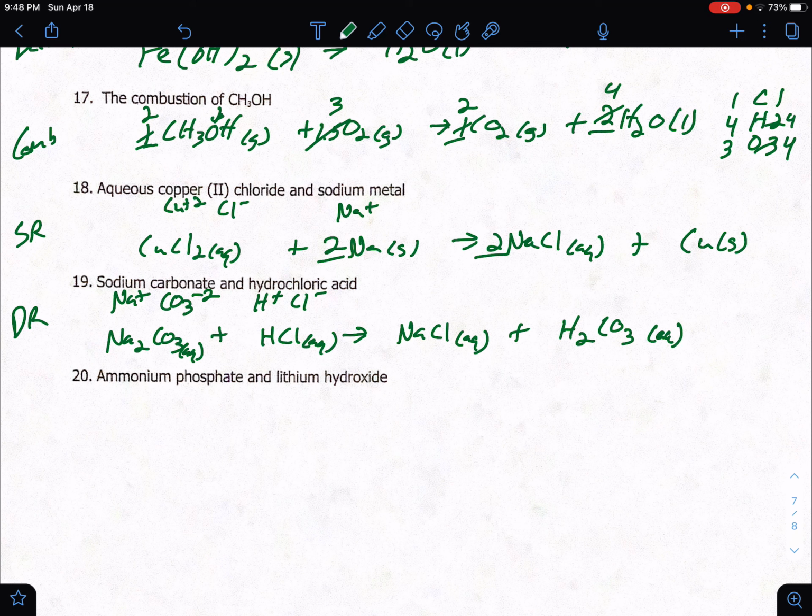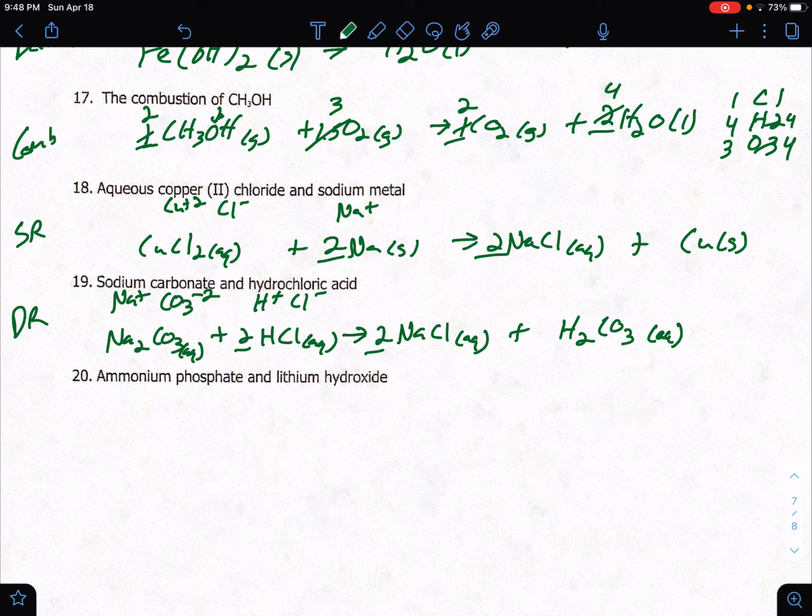So now I got to make sure I balance. 2 Nas on the left, 1 on the right, so I'm going to put a 2 in front of this to fix that. Now I have 2 Nas, 2 Cls, only 1 Cl on the left, so I'm going to put a 2 here. So now I have 2 hydrogens on the left, 2 hydrogens on the right, 2 chlorines on the left, 2 chlorines on the right, 1 carbonate on the left, and 1 carbonate on the right. So this one's actually done.